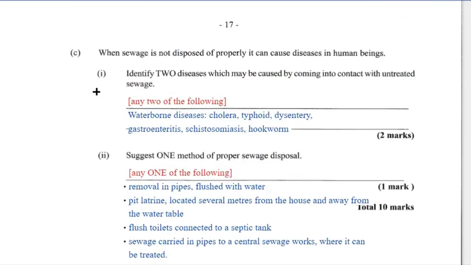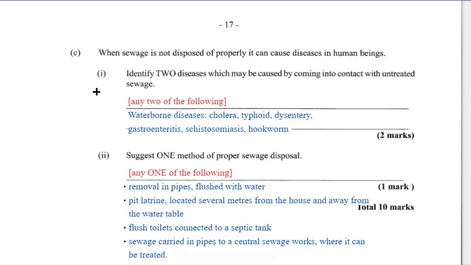So you have sewage not being disposed of properly. Any two of these diseases, we are identifying two diseases, any two, and you will probably know some more. Again, feel free to add it in the comments below. I listed diseases like cholera, typhoid, dysentery, gastroenteritis, schistosomiasis, that's the one that's spread by snails, and hookworm, right? And there are others, but these are the main ones that would come to mind.